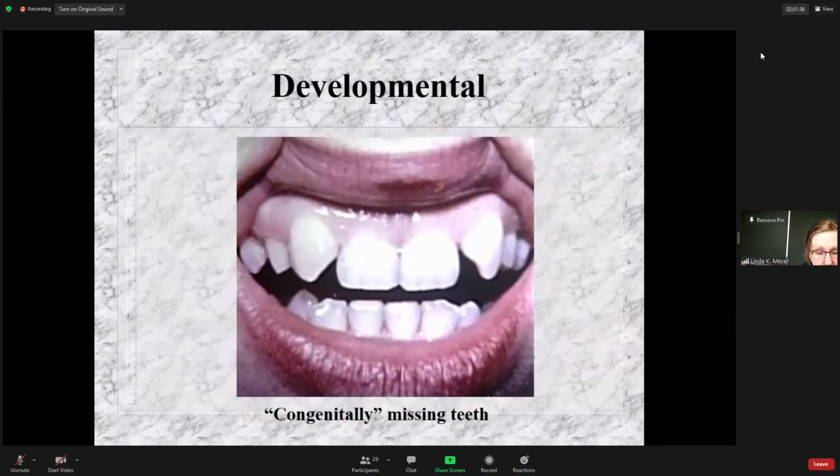Okay, and then we say that we know that our permanent lateral incisors, we're not going to see them clinically at birth, but when they never develop, they're described as being congenitally missing teeth. And besides third molars, maxillary laterals are the next most common tooth that are congenitally missing.